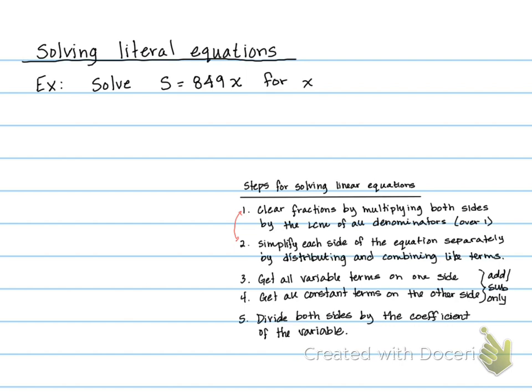We're going to divide both sides by the coefficient of the variable. So on the left, we have s divided by 849. And on the right, we have 849x divided by 849. These cancel, which gives me x alone. And the beauty of these is you don't even have to do any calculations. You know how you guys hate that you don't have a calculator? You don't need it.